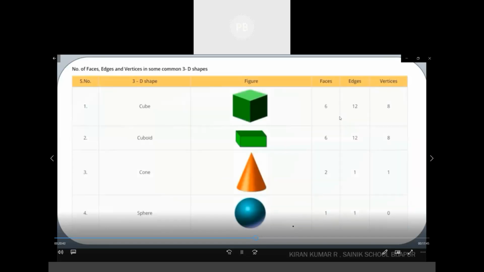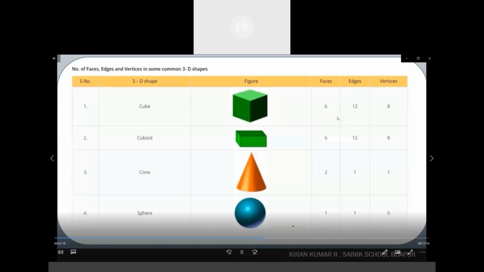Let us discuss the number of faces, edges and vertices in some of the figures here. In a cube, there are 6 faces, 12 edges and 8 vertices. In a cuboid, it is the same: 6 faces, 12 edges and 8 vertices. In a cone, we have got 2 faces. One of the faces is called a curved surface, another face is called the base. There is only one edge and there will be only one vertex.